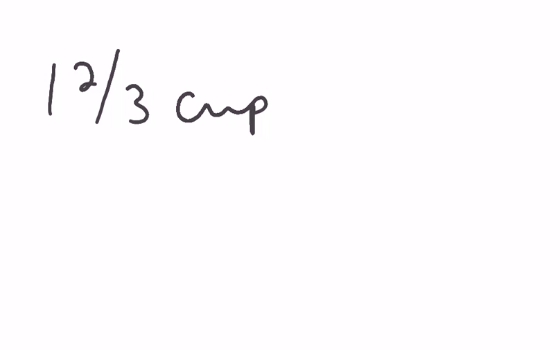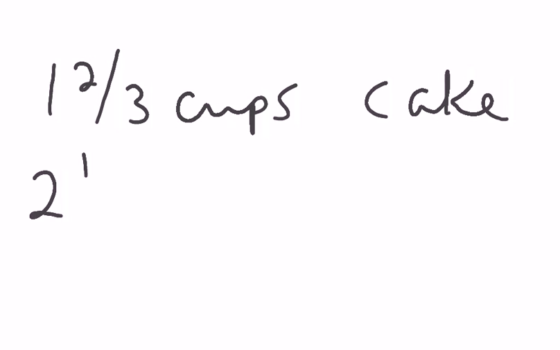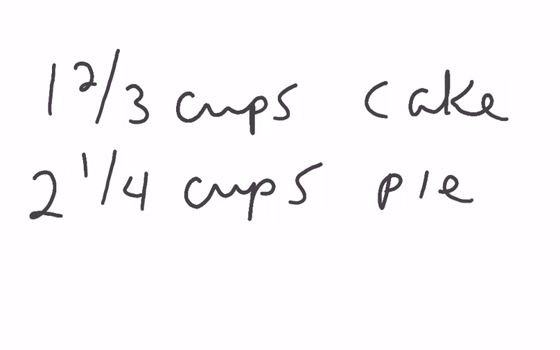So the first example is Beth needs 1 2/3 cups of sugar to make a cake and 2 1/4 cups to make a pie. How much sugar does she need to make both? So I'll just summarize that. She needs 1 2/3 cups of sugar to make a cake, and she needs 2 1/4 cups of sugar to make a pie. And the question is, how much sugar does she need to make both?